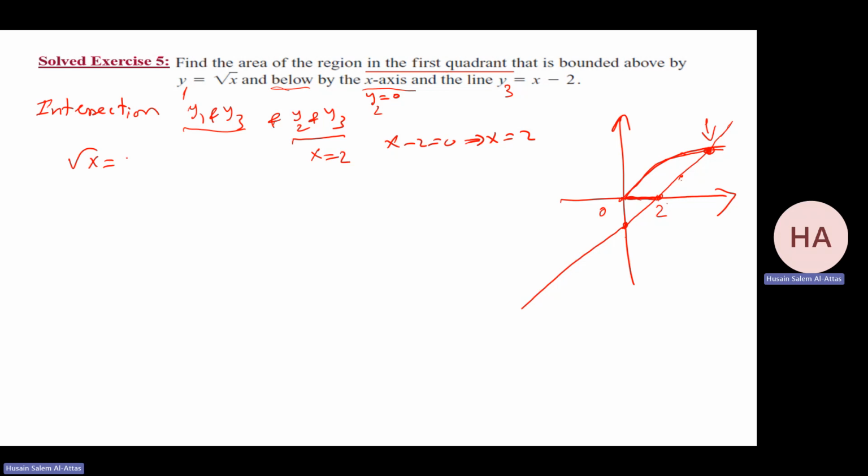So I have square root of x equal x minus 2. I just equate the functions. I have x equal x squared minus 4x plus 4. So I have x squared minus 3x plus 4 equals 0.